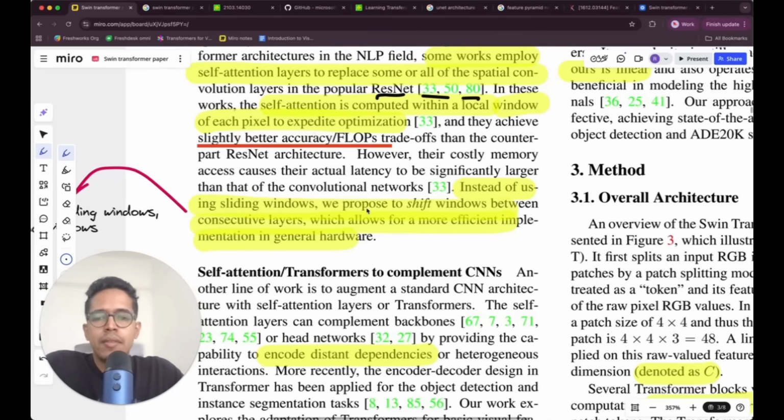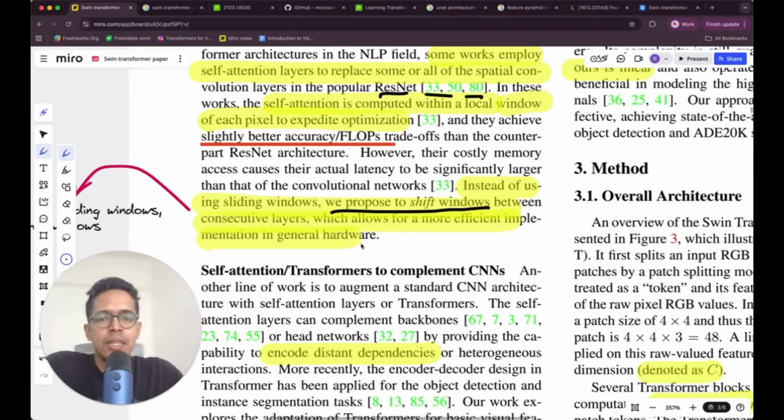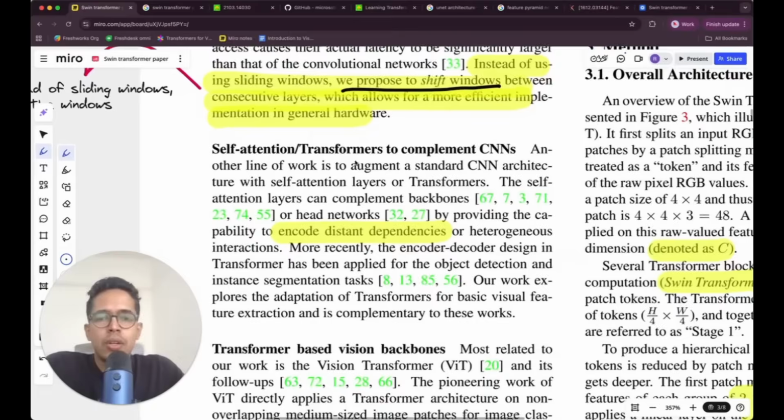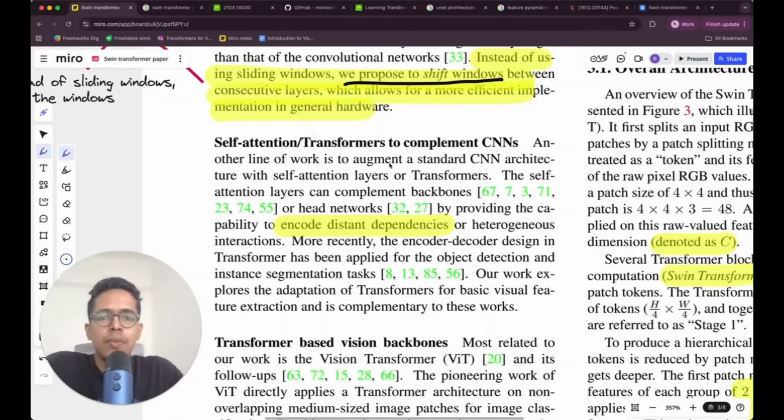Instead of using sliding windows, we propose shifting windows, which we discussed earlier, between consecutive layers, which allows for a more efficient implementation in general hardware. So instead of sliding window, shifting window. Self-attention or transformers to complement CNNs: another line of work is to augment a standard CNN architecture with self-attention layers or transformers. The self-attention layers can complement backbones.